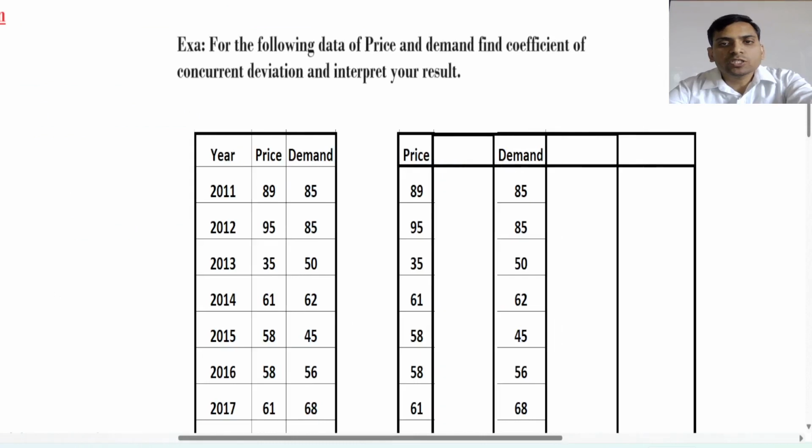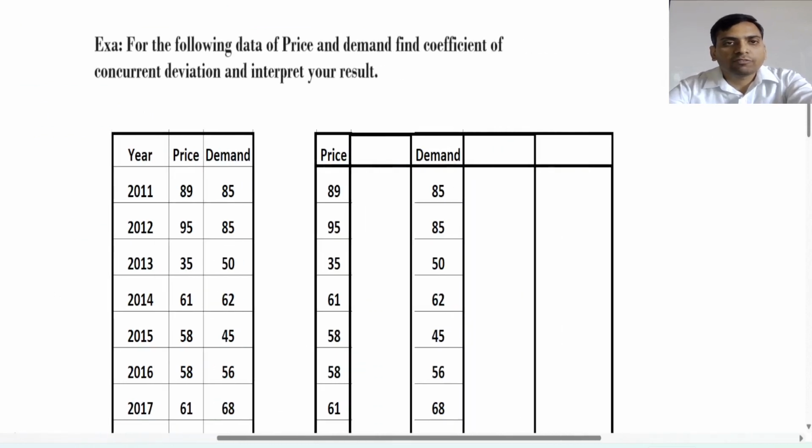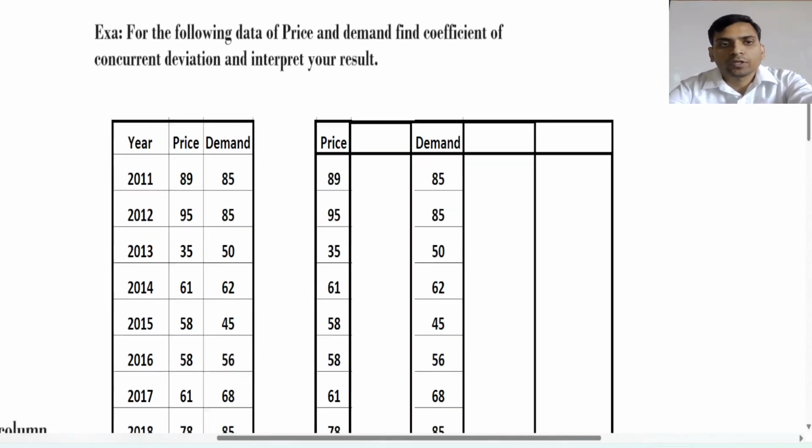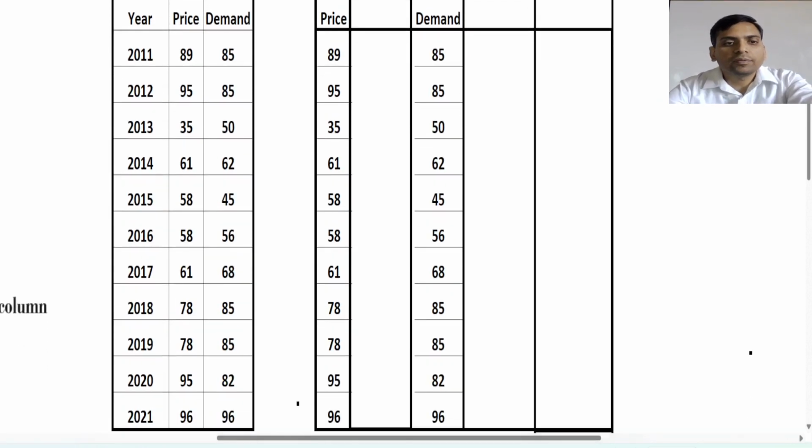So I have this question. For the following data of price and demand, find the coefficient of concurrent deviation and interpret your result. We have data of different years for price and demand of a particular commodity or product. First task, we will find deviations for price and deviations for demand.